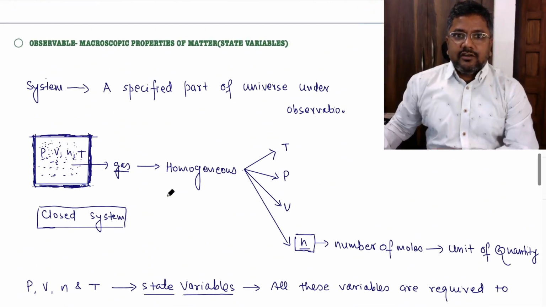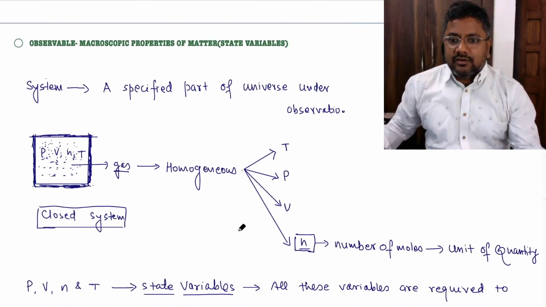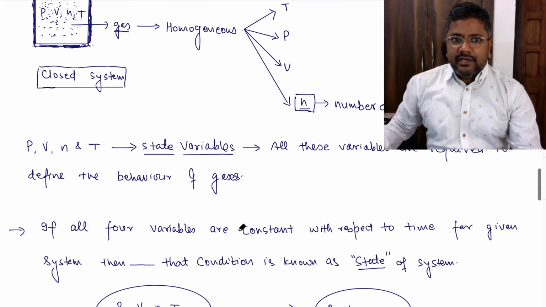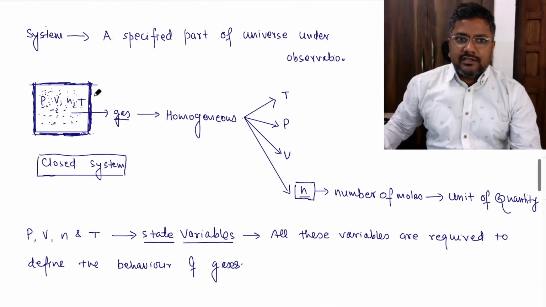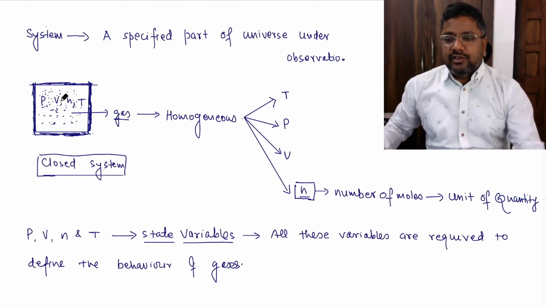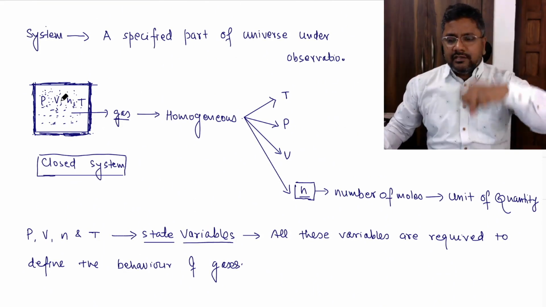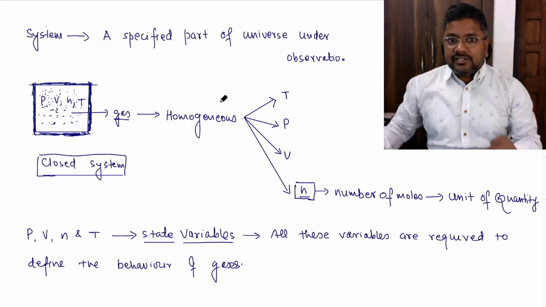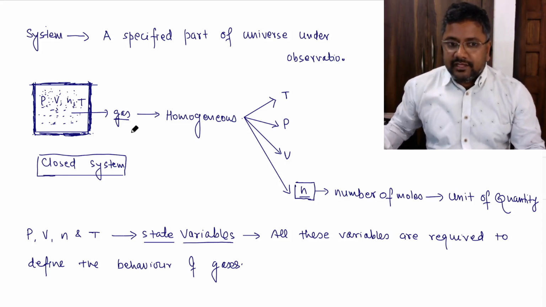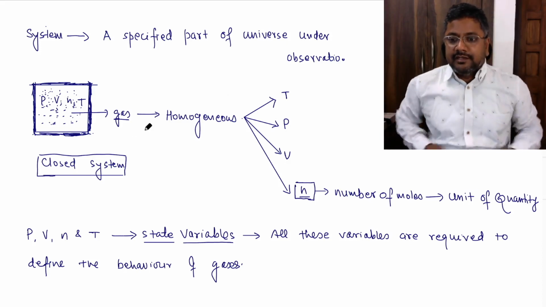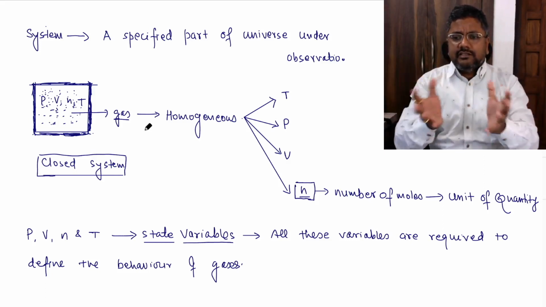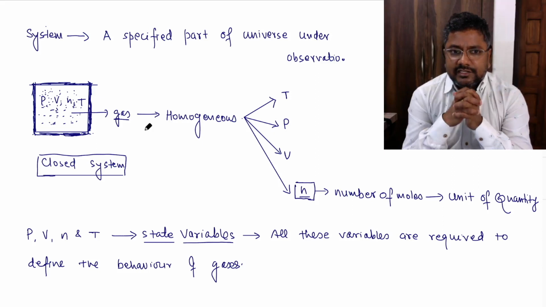So these are called macroscopic variables. Some microscopic variables are also there. Here we are not bothered about the pressure exerted by one gas molecule. Always we take the bulk state of matter, meaning we take 1 mole, 2 moles, and then take the total pressure exerted by the gaseous system. That's why they are called macroscopic variables. We are not going to say that the temperature of one gas molecule is like this. We are telling the average temperature of 1 mole of the gas is this, right?